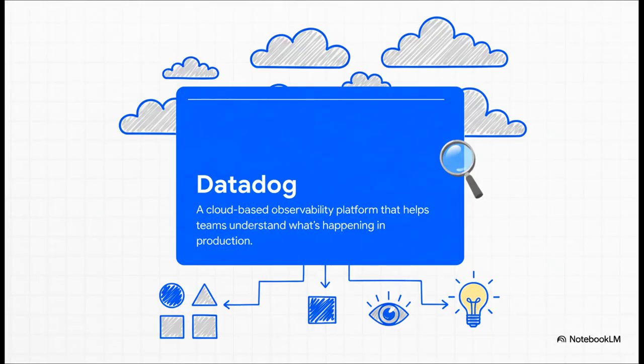Okay, so here's the textbook definition. But the word you really need to latch onto here is observability. What does that even mean? Well, think of it like this. It's the power to ask your system any question, even questions you didn't know you'd need to ask. It's way beyond just checking if a server is up or down. It's about truly understanding the why behind what's happening inside your production systems.